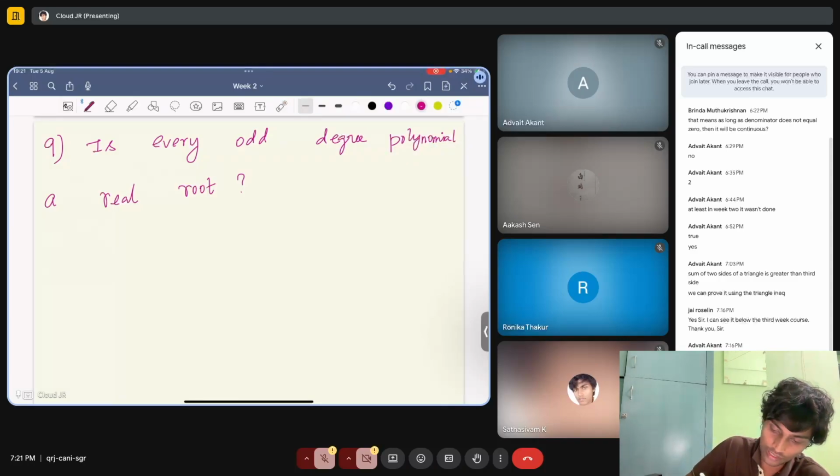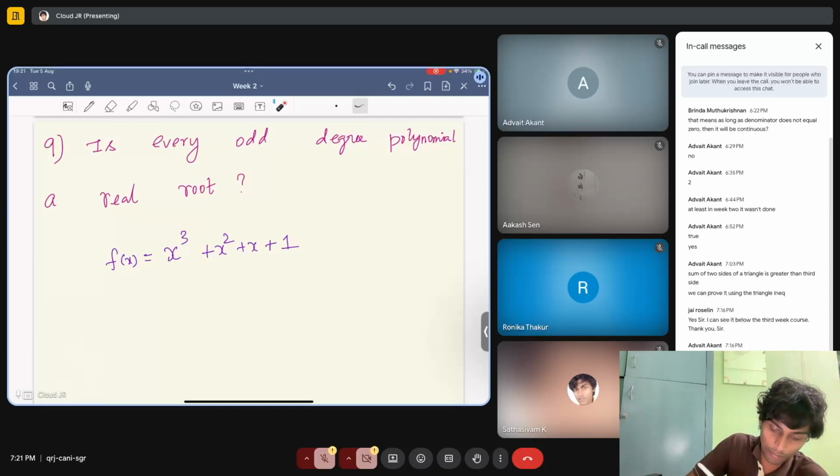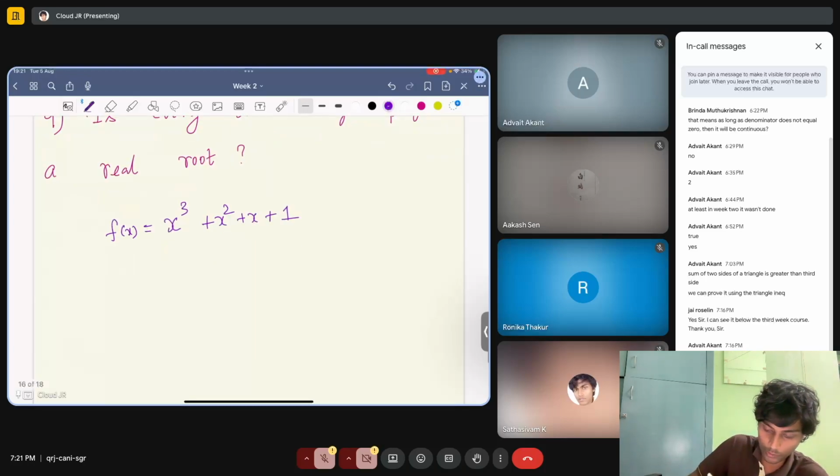Let's say I have an odd degree polynomial. Let's only take a third degree polynomial; one can prove it in general, but let's take the third degree one. You have something like x cube plus x square plus x plus 1. Let's say I take this polynomial. This is my f of x. Now I want to find a real root for this. It can be any polynomial; I'm just taking this so that it will be easy to see. If you look at this polynomial, what you can observe is what happens when you take the limit as x tends to infinity. What happens to this polynomial?